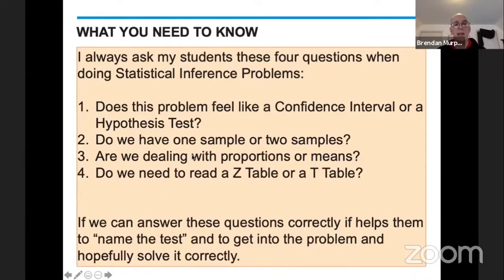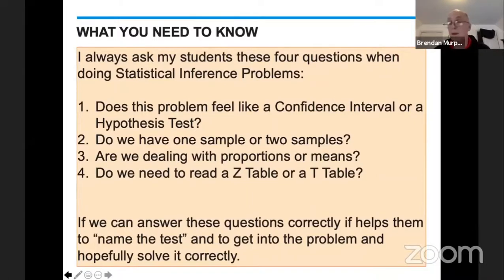Third question, are we dealing with proportions or means? And so I will always say, we've got to get on the right highway, guys. Do we want to be on the proportions highway, or do we want to be on the means highway? We won't switch highways during the problem. And then finally, do we need to read a Z table or a T table? Or again, you could clearly go to your calculator and find the right values or whatever.